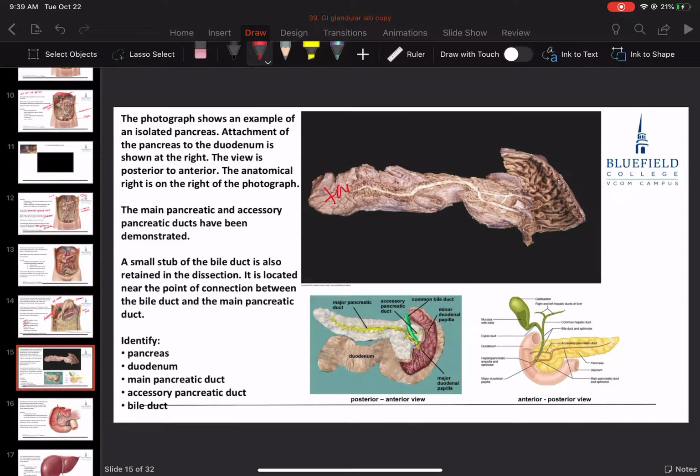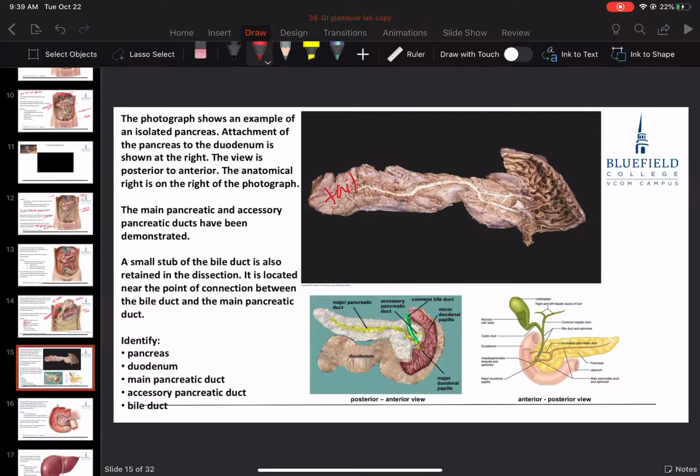And then somewhere right in here, I don't really see it, there would be a major duodenal papilla. They're showing it in the diagram. You can usually see this when you open up the duodenum. One of the students this year has dissected a pancreas like this and showed that major pancreatic duct. It takes a lot of patience to do that. But okay, so identify pancreas, duodenum, main pancreatic duct, accessory pancreatic duct, and bile duct.